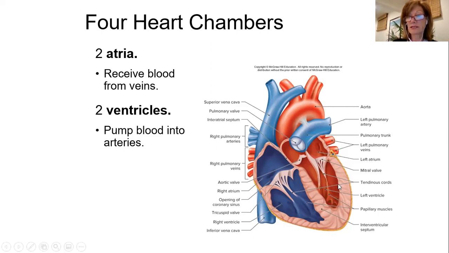If we look here, we can see these have relatively thick walls. And again, that's because the two ventricles are going to pump the blood through the large arteries. Remember, arteries will carry blood away from the heart. So to sum it up, we have four chambers. We have two receiving chambers called atria, relatively thin walls, and we have two inferior chambers called the ventricles, which have a relatively thick wall because, again, they're responsible for pumping the blood away from the heart.